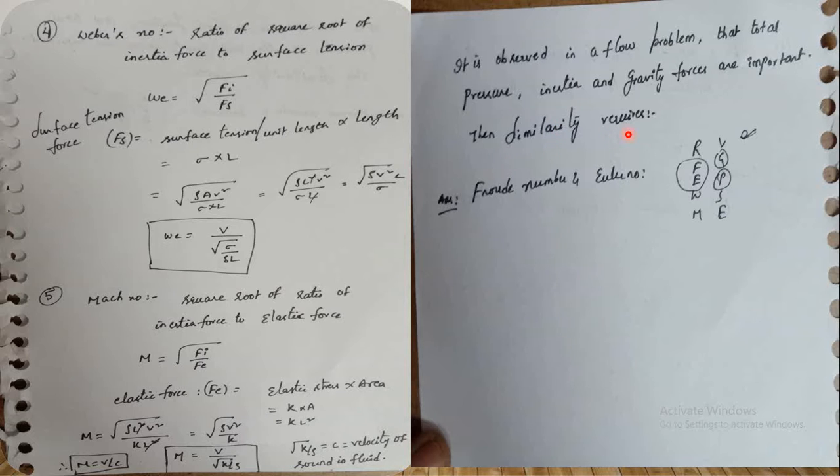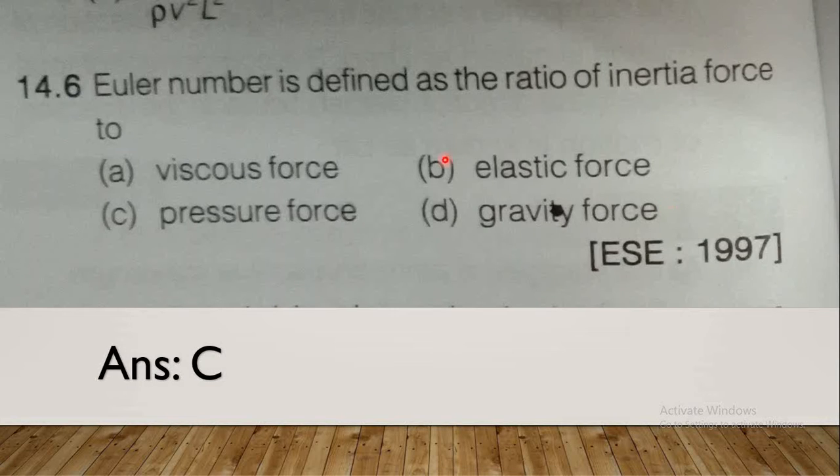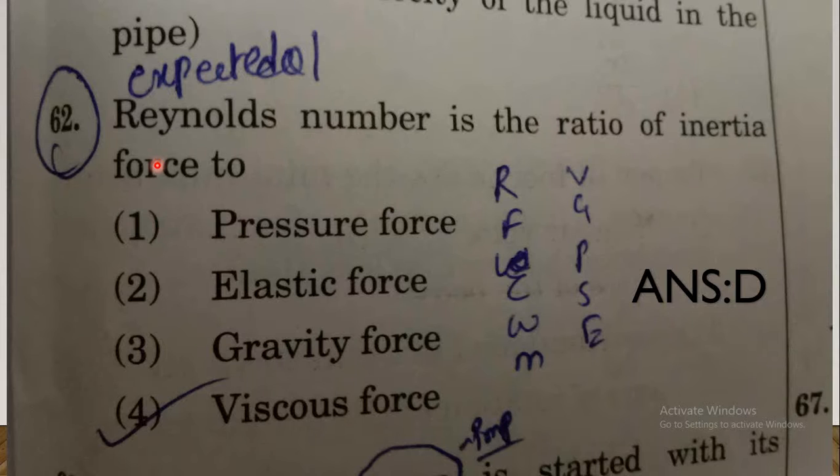Now see the question. It is observed that in a flow the total pressure, inertia and gravity forces are important. Then the similarity requires the Froude number and Euler number, absolutely, because writing RFEWM VGPSE, all the forces have inertial forces; pressure and gravity forces exist in the Froude number and Euler number. And the next one, the Euler number is defined as the ratio of inertial force to the pressure force. Option C is your answer.